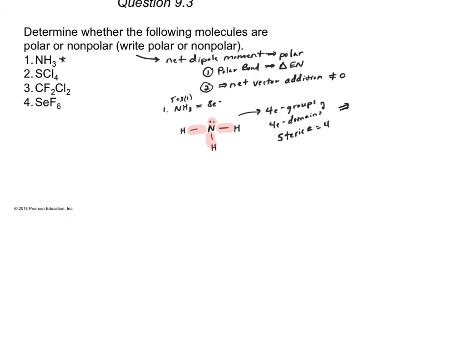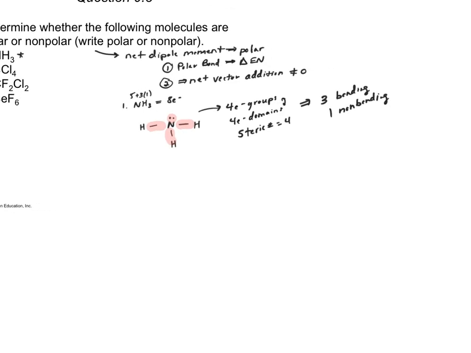But now we have to specify how many of these are bonding versus non-bonding, right? We have four total groups. Three of these are bonding, and one is a non-bonding electron group. If we go back to our molecular geometry chart, we look at four electron domains, and the electron geometry is tetrahedral. So this tells us that the base structure is tetrahedral. But electron geometry is different than molecular geometry. Molecular geometry is defined by the base electron geometry, so it being tetrahedral, but it's also defined by how many non-bonding and bonding groups there are. For three bonding and one non-bonding, we get an overall molecular geometry that is trigonal pyramidal.